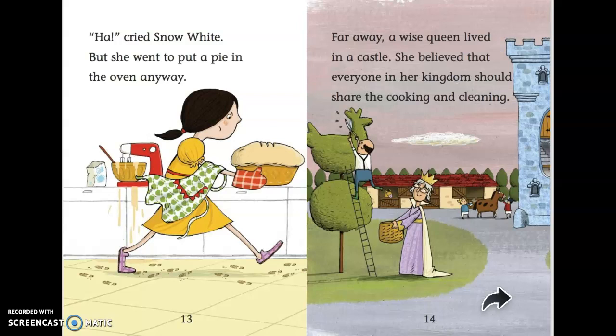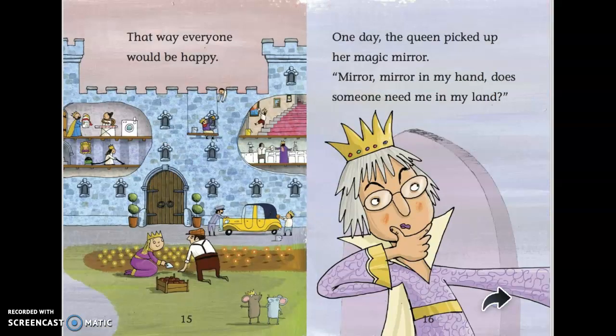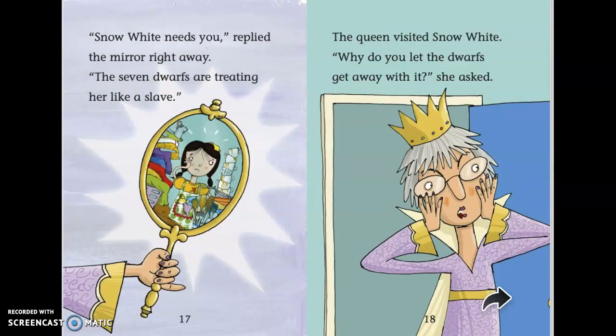Far away, a wise queen lived in a castle. She believed that everyone in her kingdom should share the cooking and cleaning. That way, everyone would be happy. One day, the queen picked up her magic mirror. "Mirror, mirror in my hand, does someone need me in my land?" "Snow White needs you," replied the mirror right away. "The 7 dwarfs are treating her like a slave."